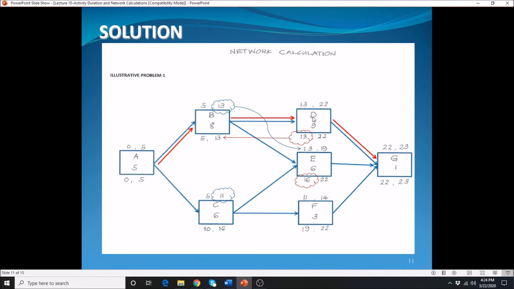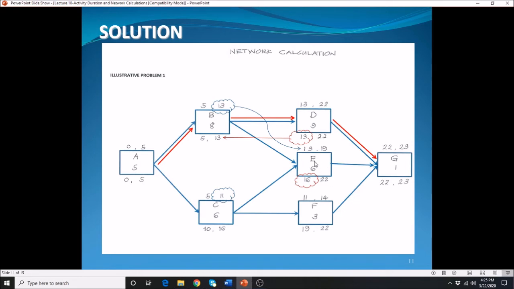Alright, so your activity D is only preceded by your activity B. So we're going to use the early finish of your activity B, which is 13. So you're going to bring it here, 13. 13 plus 9, and that will give you 22.